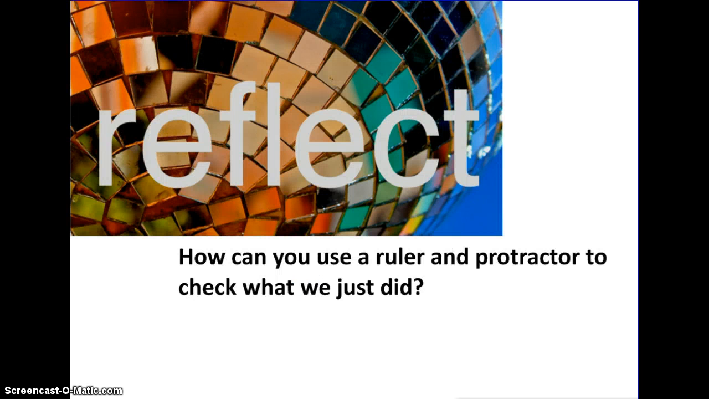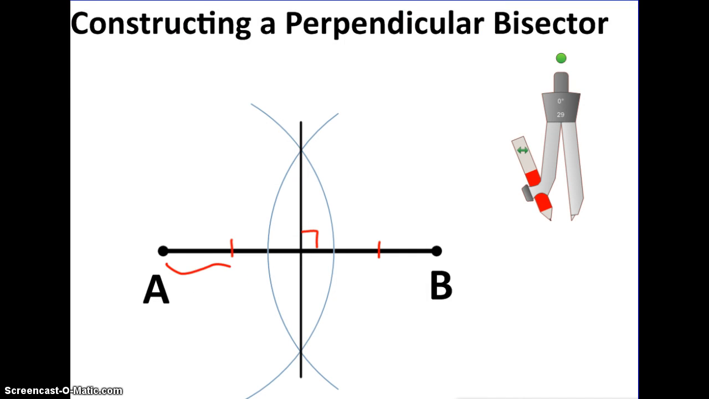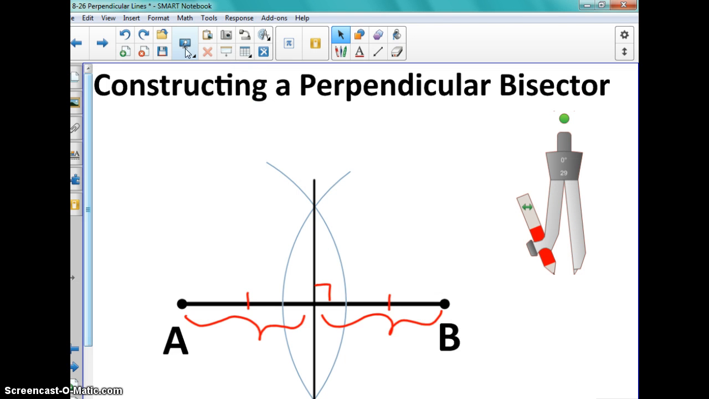So reflection question, how can you use your ruler and protractor to check your methods? Now we can use a ruler to measure and make sure these are of equal length. We can also use a protractor to verify that that's 90 degrees. So I'm actually going to pull out my protractor. Let's see where this is, right there.